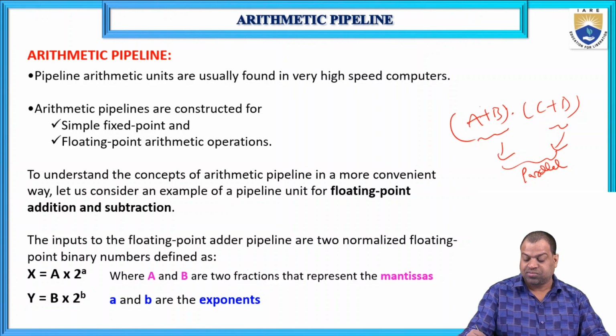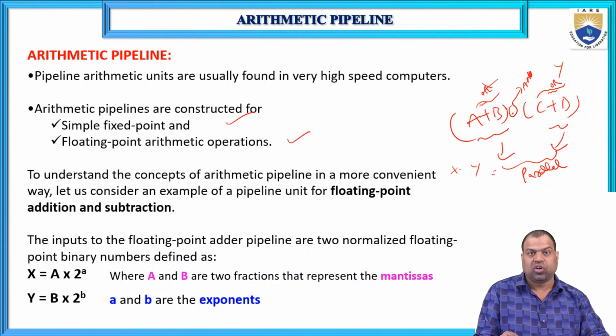So here A plus B into C plus D. Suppose here we need OR gate, here OR gate, and multiplication means we need AND gate. So how many gates do we need? Totally 3 gates. Is it possible to perform A plus B and C plus D in parallel? Yes, it is possible. So A plus B and C plus D will be performed in parallel. And what is the result? A plus B result X and C plus D result Y. So finally what we have to do? X into Y. So what is the answer finally? X into Y. It is a pipelining process of simple fixed point and floating point arithmetic operations.